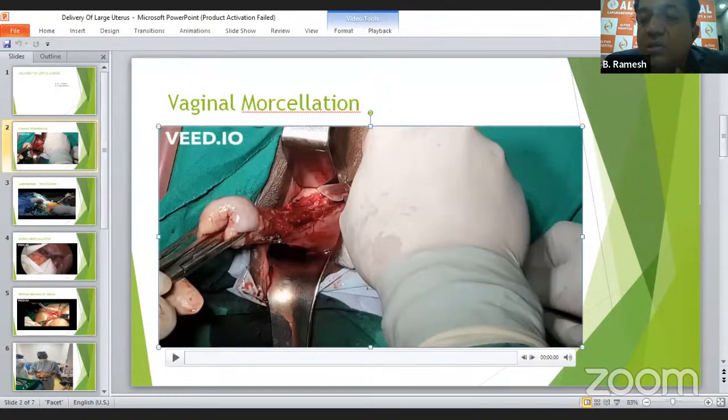Otherwise, if the uterus is already in the pelvis and already coming below the pelvic brim, I think vaginal morcellation is the best method.